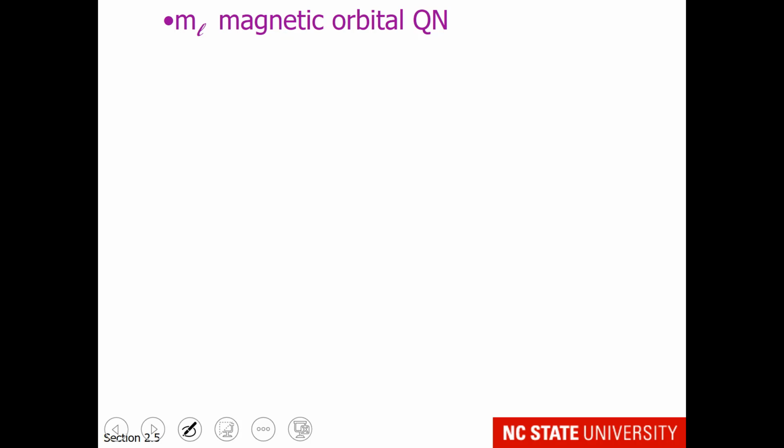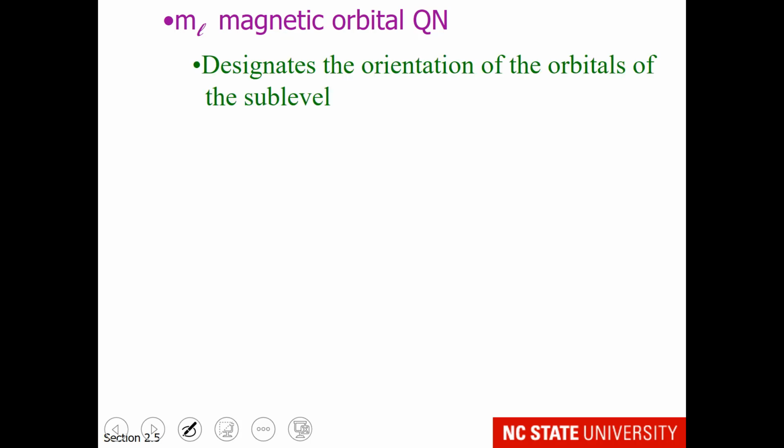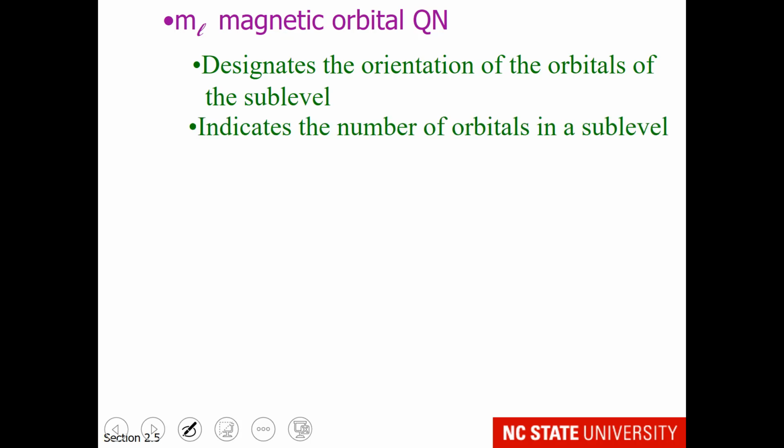Let's move on to the next quantum number. This is m sub L, the magnetic orbital quantum number. This gives us the orientation of the orbitals of the sublevel, the orientation in 3-dimensional space. It also gives us the number of orbitals in a sublevel. M sub L can have integer values from positive L to negative L, including 0 in between.